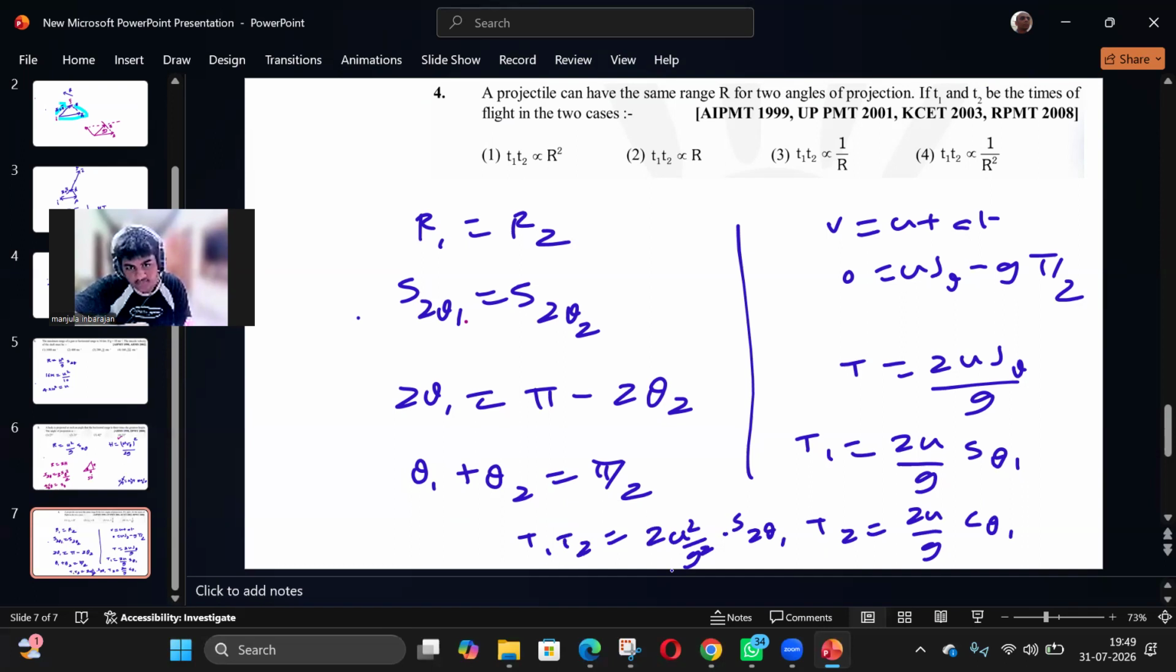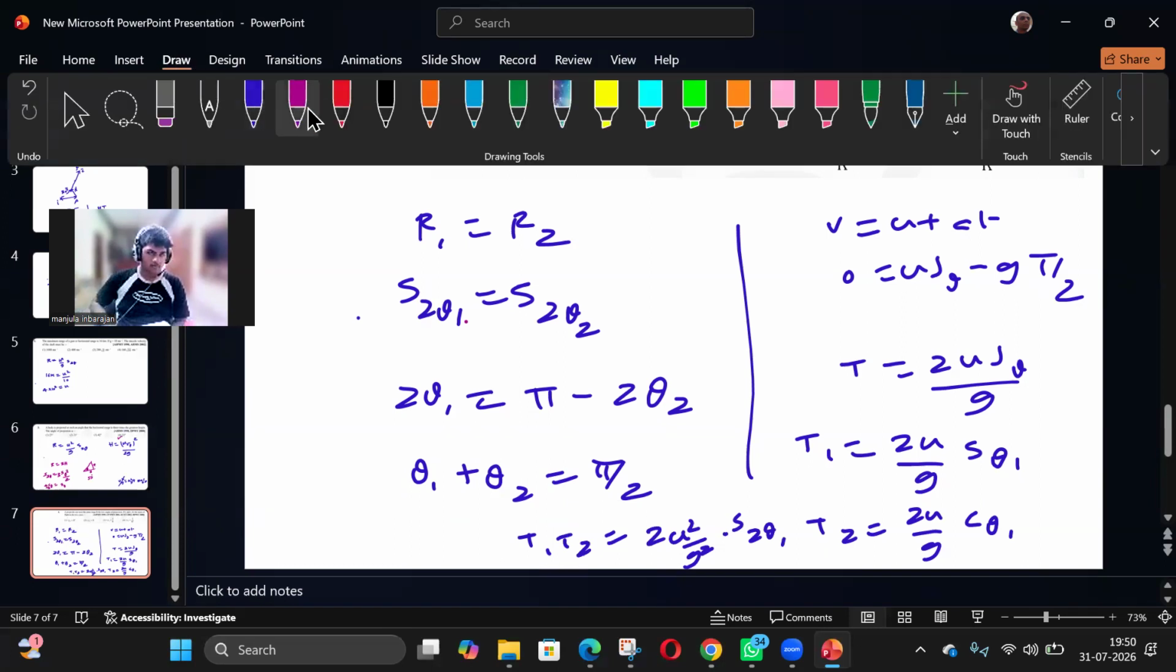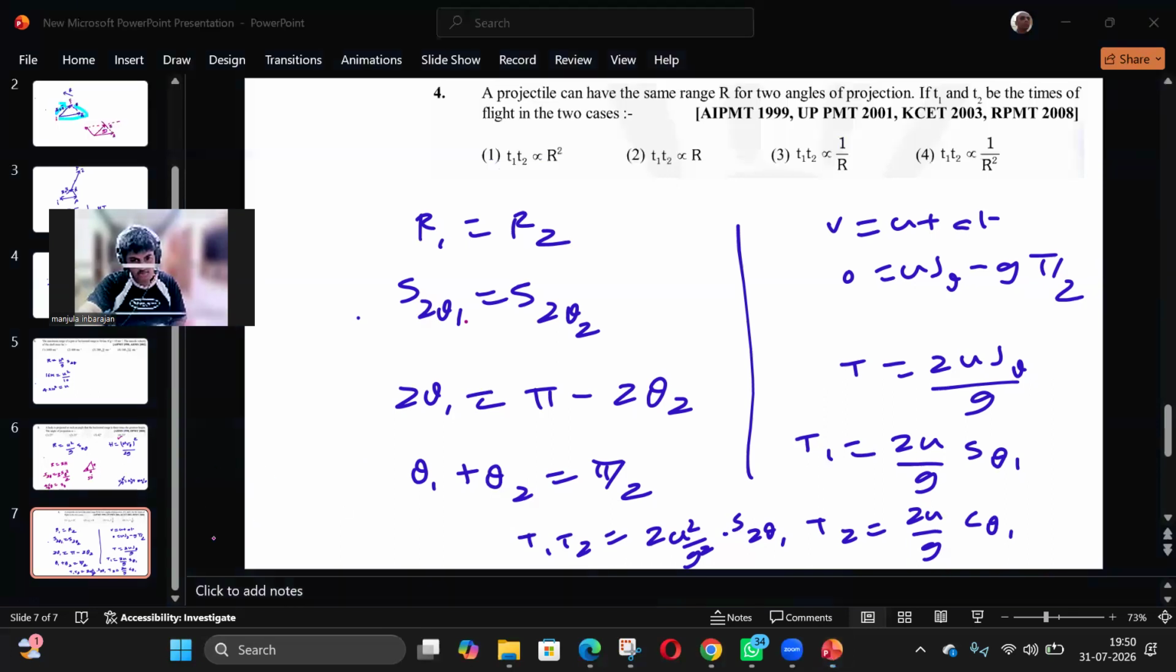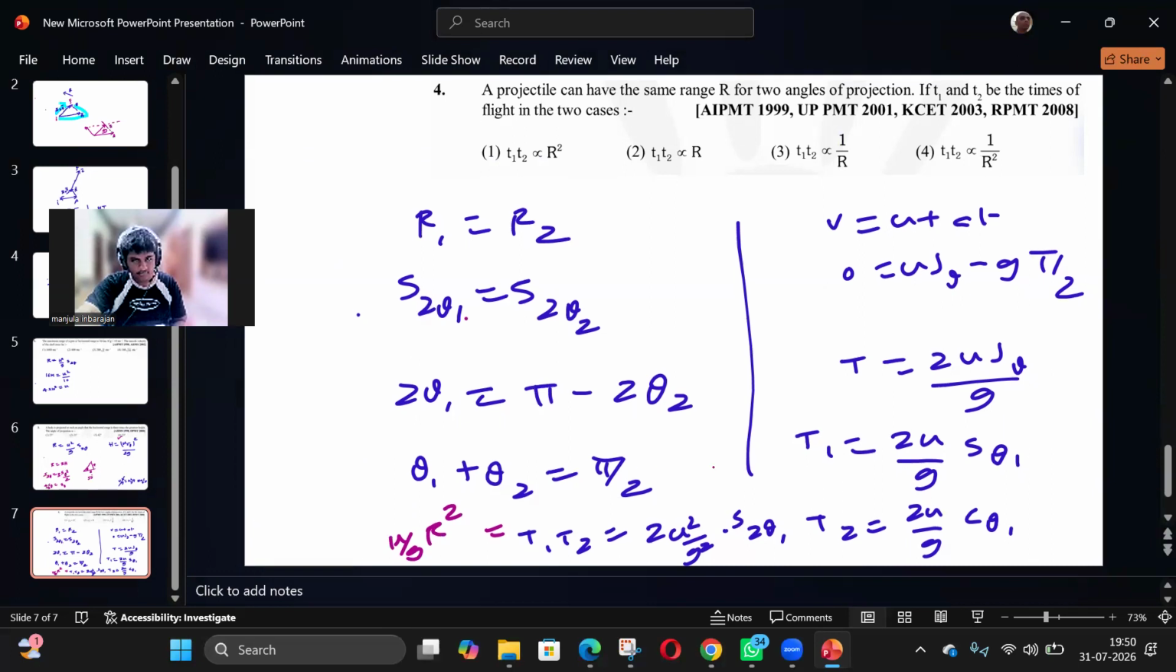So a 2 by g factor is there, 2 by g times range. So T1 T2 is directly proportional to R square. Since both of them can have the same range for two angles of projection, then R will get automatically squared, R into R. How will it get automatically squared? How to prove it?